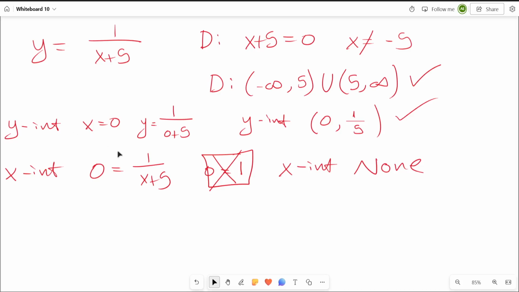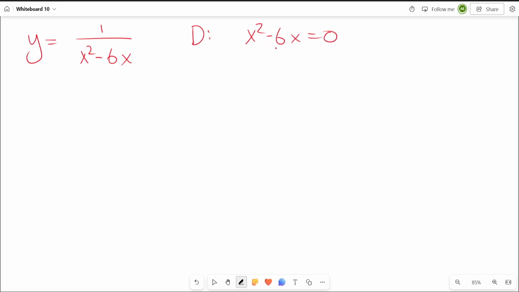So let's take another example. Let's say our example is we need to find the domain, x-intercept and y-intercept of the function y equals 1 over x squared minus 6x. Okay, so first of all, this is a rational function. My domain is going to be restricted by, I do not want the denominator to equal 0. So x squared minus 6x equals 0.